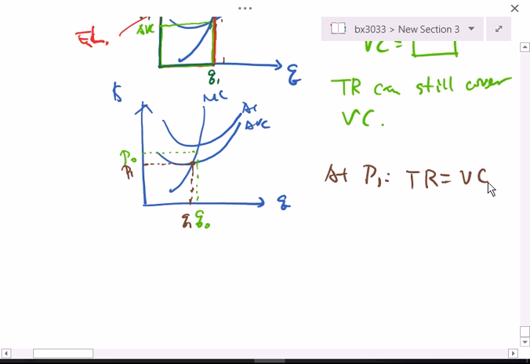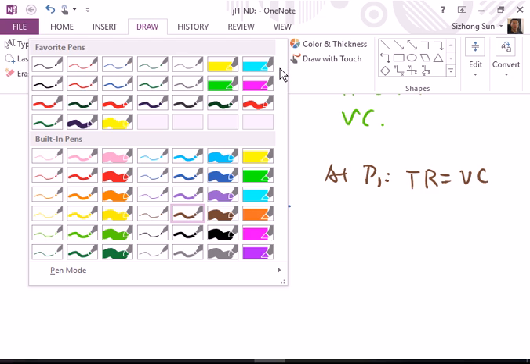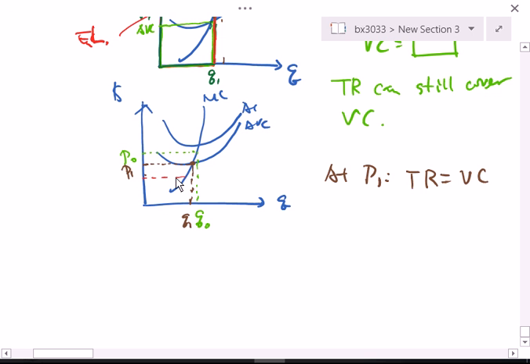Total revenue just covers the variable cost. So in these cases, if price keeps dropping, then the total revenue will not be able to cover the variable cost. Then you are going to shut down. You are going to produce nothing. So this point is a shutdown point. We call it the shutdown point.